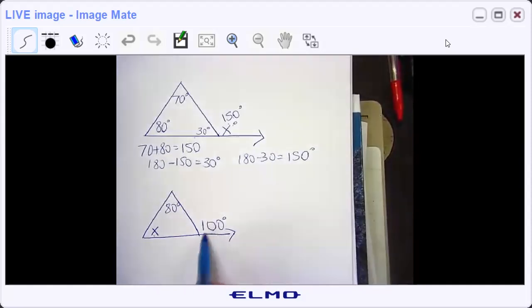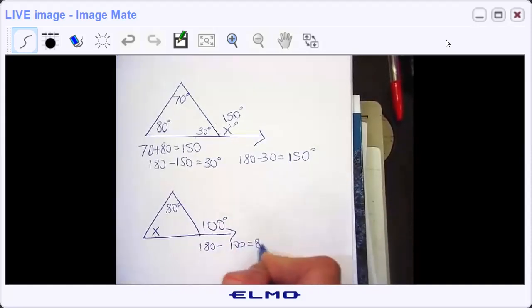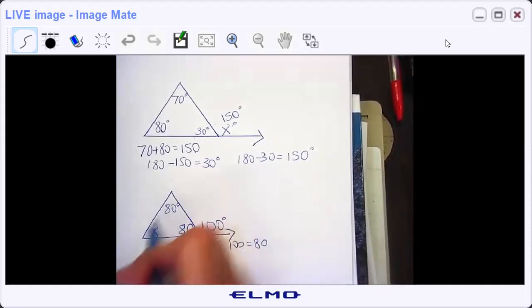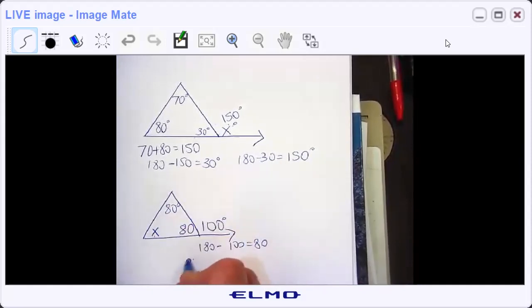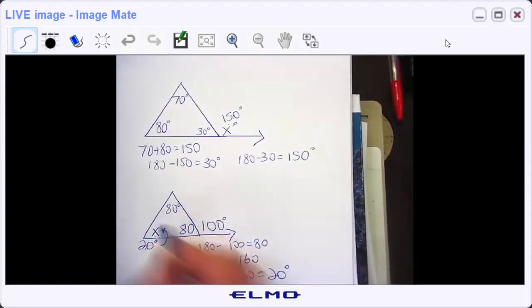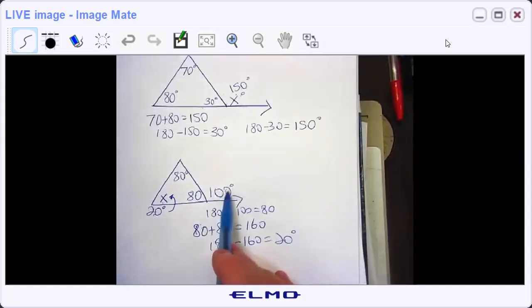If this is 100, 180 minus 100 would give me 80. So this angle would be 80. And then you could think about now the inside angles. 80 plus 80 is 160. And we know the whole triangle has to add up to 180. And that would give me the 20 degrees that I know goes right here. But like I said, you could use that shortcut. It works really well.